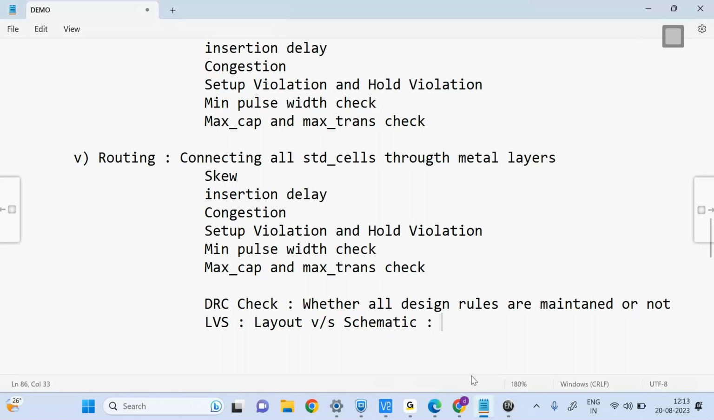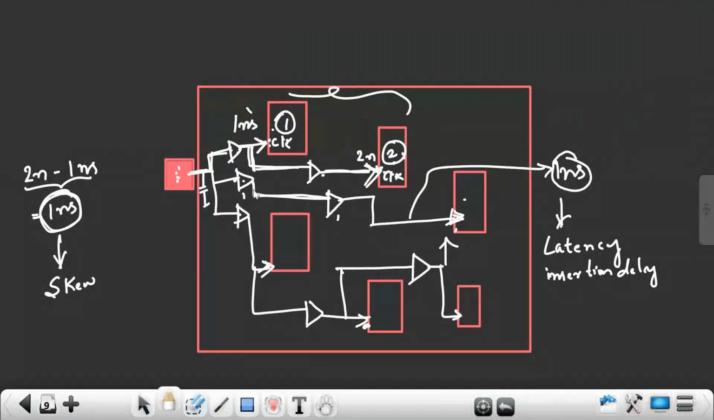So how does the tool calculate net delay? The tool has the capability of estimating the real routing, even though real routing has not happened. What metal layers can I use? What will be the net delay? The tool has the capability of that. Estimation of real routing is called global routing. That estimation may not be accurate, but something is better than nothing, right? Even though there is no real routing, the tool can estimate the net delay.